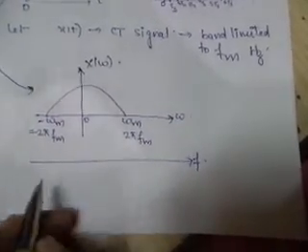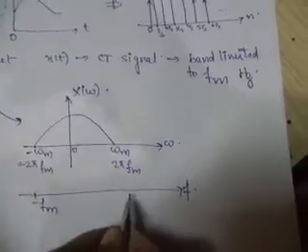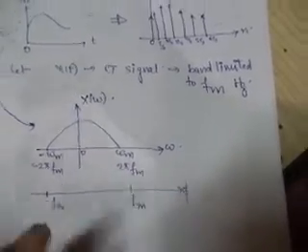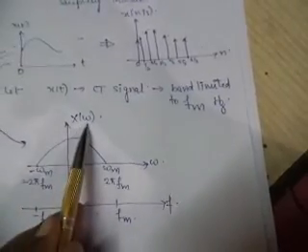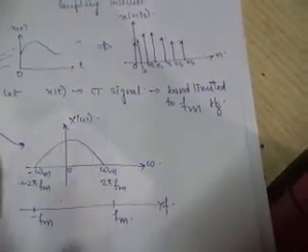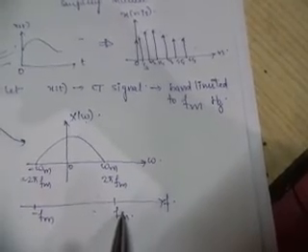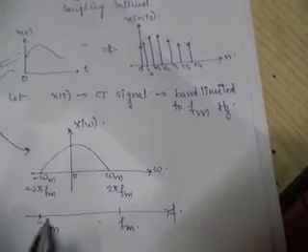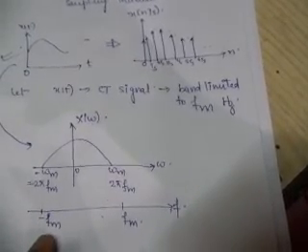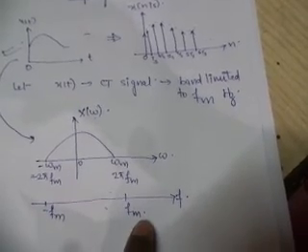If we take axis in frequency f, then these points will be minus Fm and plus Fm. That means band limited to Fm means the Fourier transform of the given signal will not have any frequency component greater than Fm. That is, it is limited to Fm, band limited to Fm. So band limited means what? That no frequency component greater than Fm is present in its Fourier transform.